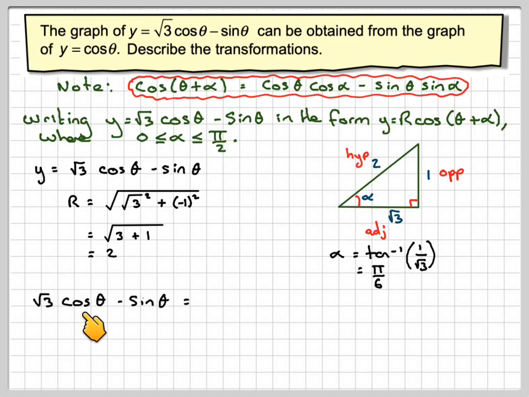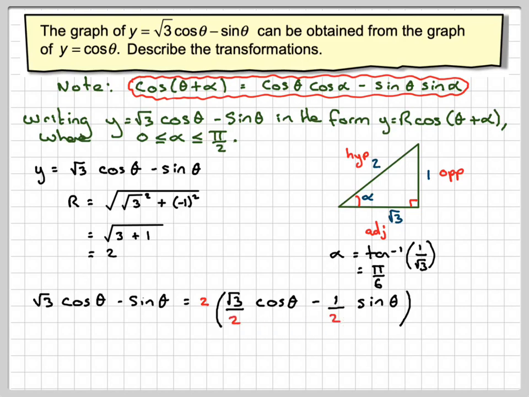So root 3 cos theta minus sin theta is going to be 2 times root 3 over 2 cos theta. Remember it was root 3, so if we multiply it by 2, we have to divide it by 2, minus 1/2 sin theta. We want this to be minus 1. When we take that 2 in there, it will become minus sin theta.